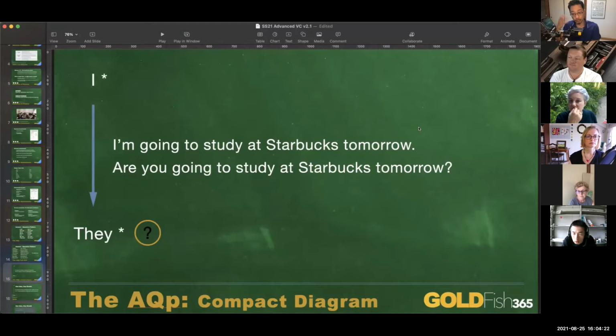I'm going to study at Starbucks tomorrow. Are you going to study at Starbucks tomorrow? You're going to study at Starbucks tomorrow. Is he going to study at Starbucks tomorrow? He's going to study at Starbucks tomorrow. Is she going to study at Starbucks tomorrow? She's going to study at Starbucks tomorrow. Is it going to study at Starbucks tomorrow?